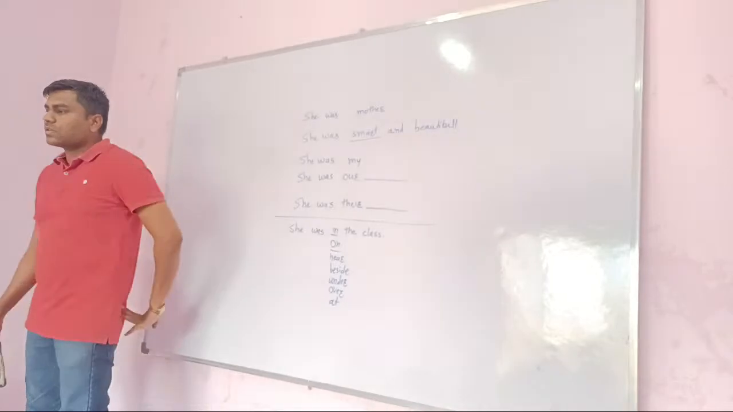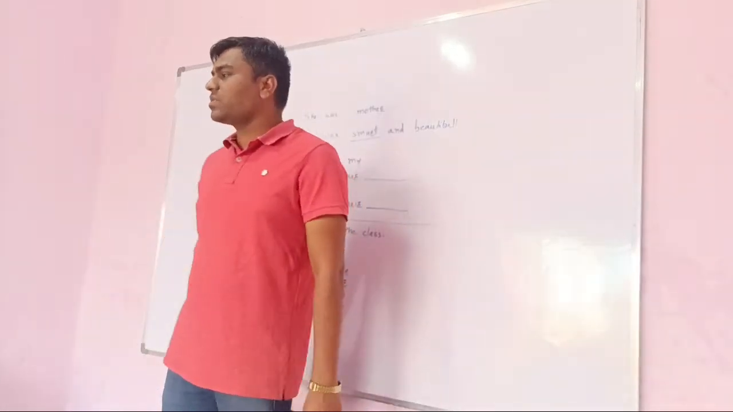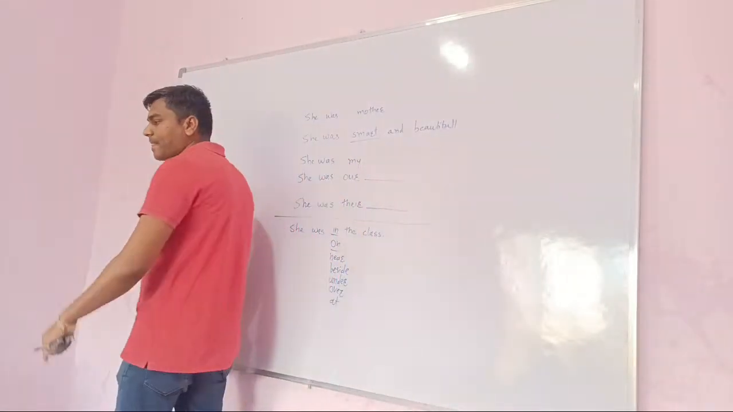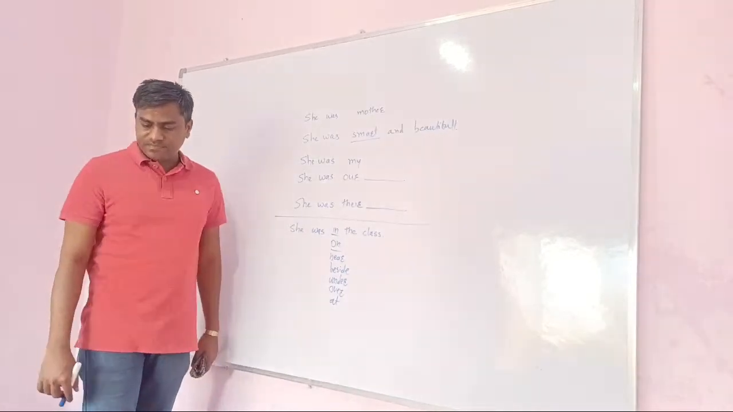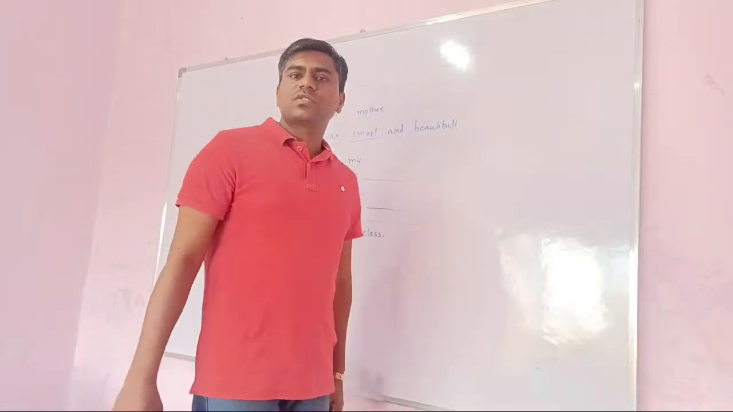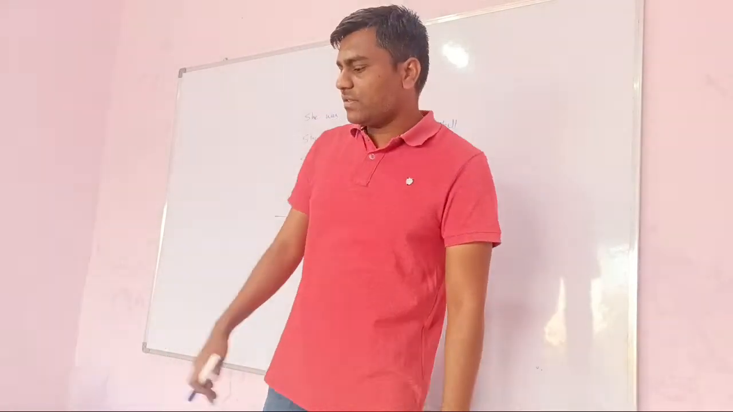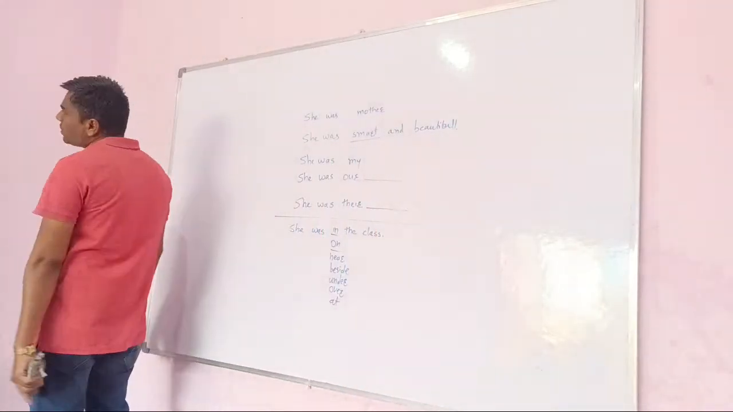She was at the bank. She was at the bus station. She was at the police station. She was at the hostel. She was at the railway station. She was at my home.